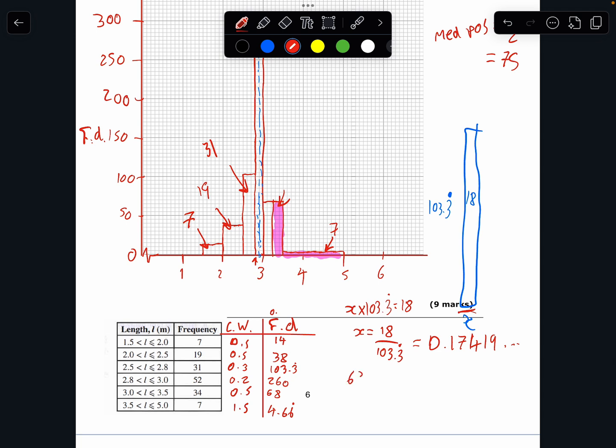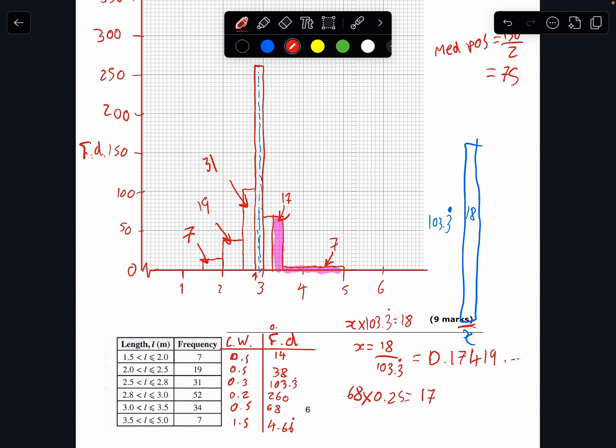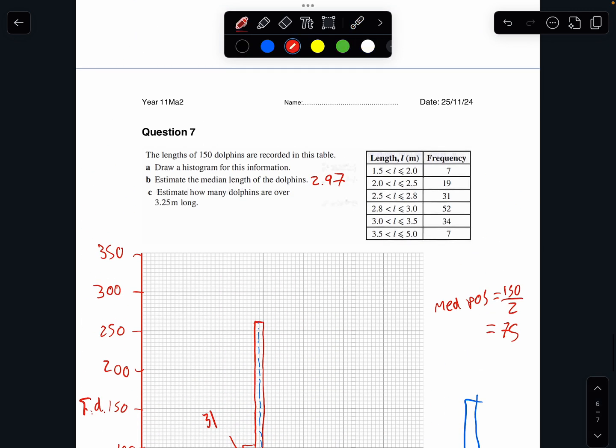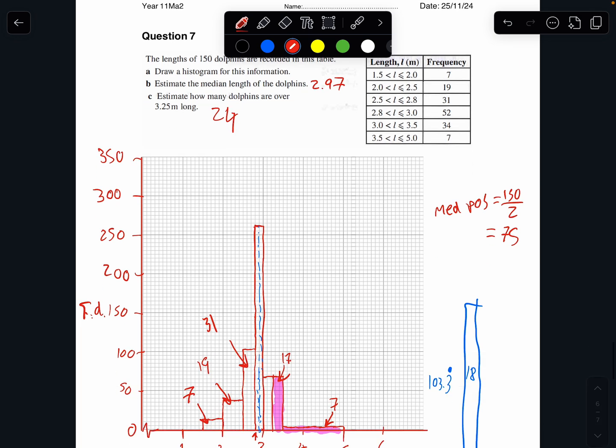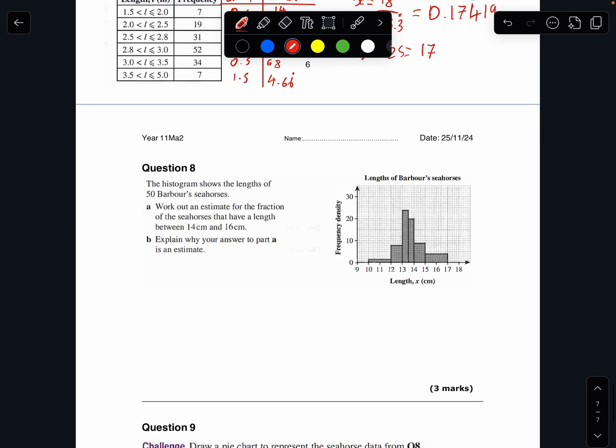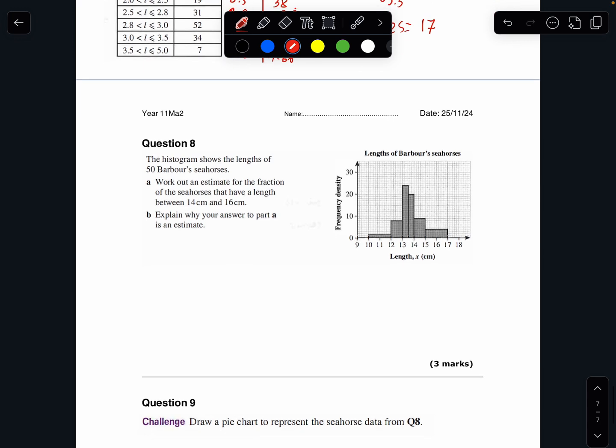Sorry, I know this working is a bit messy. 68 times 0.25 is going to be 17. So this section here has an area of 17. Adding those two together, these two here, gets me an area of 24. Done. Okay. Getting there. Swear we're almost done.